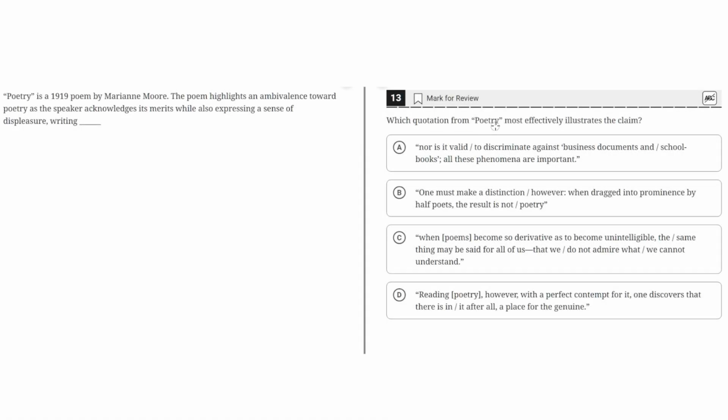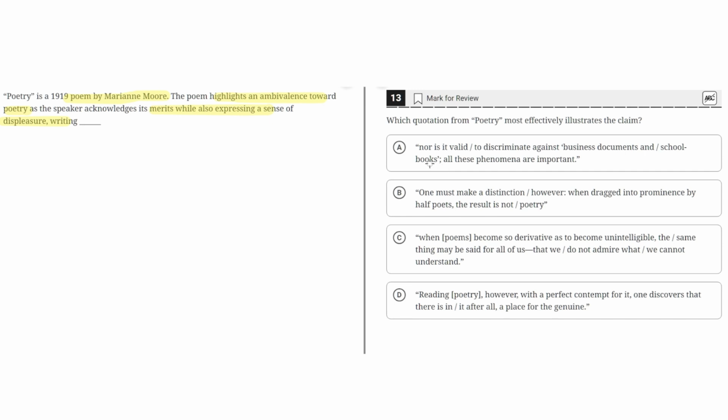Which quotation from poetry most effectively illustrates the claim? Poetry is a 1919 poem by Marianne Moore. The poem highlights an ambivalence toward poetry, as the speaker acknowledges its merits while also expressing a sense of displeasure. So the claim here is that Marianne Moore has an ambivalence toward poetry, where she acknowledges its merits but also expresses a sense of displeasure.